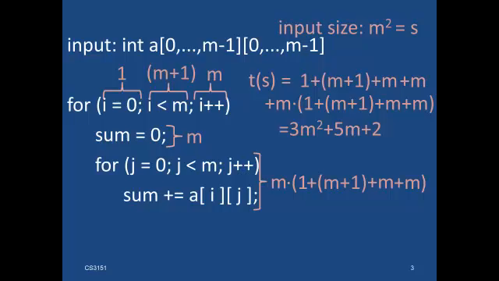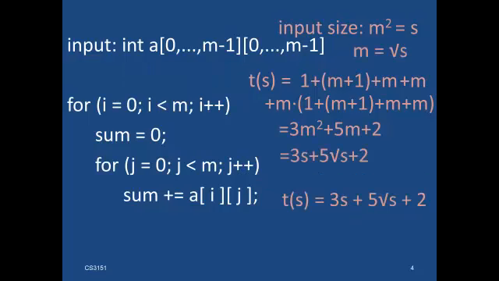Now we want to express this value in terms of s. We know that s is equal to m squared, which in turn means m is equal to the square root of s. So what we get then is that T(s) is equal to 3s plus 5 times the square root of s plus 2. So that is the final result here.